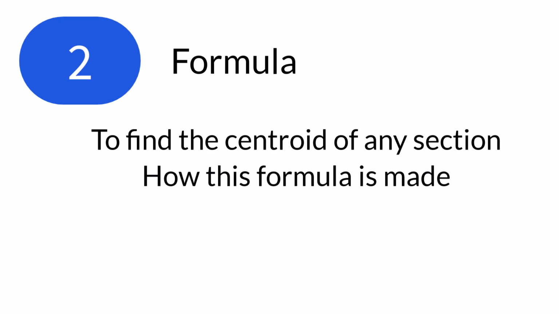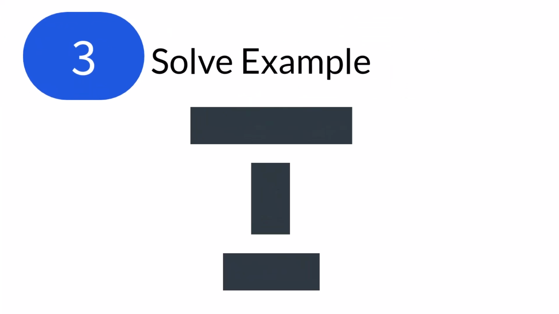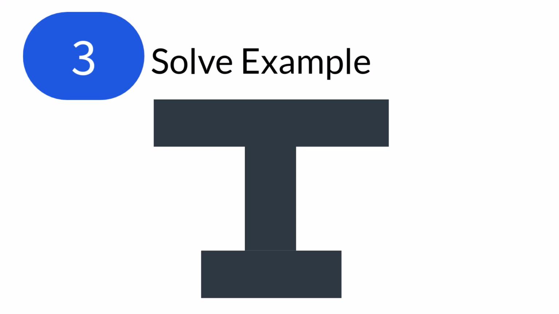In the second part, we will explain the formula used to find the centroid of any section. We will know how this formula is made and what is the science behind it. In the third part, we will solve an example in which we will find the centroid of an asymmetric eye section as shown over here. So let us start the first part of this video, the thumb rule.